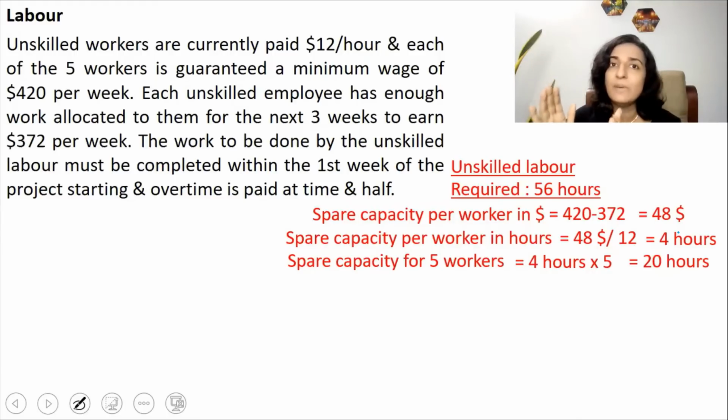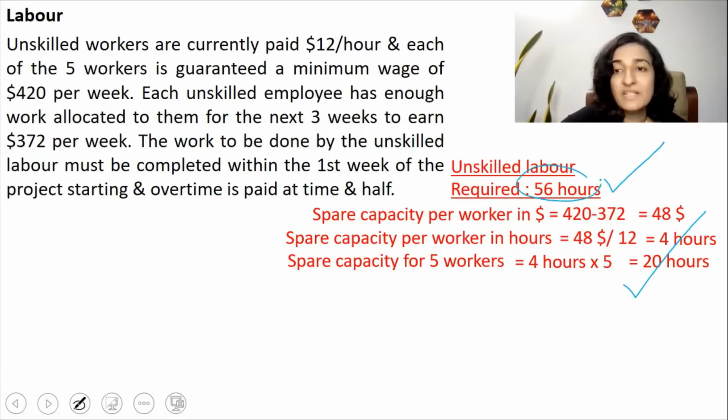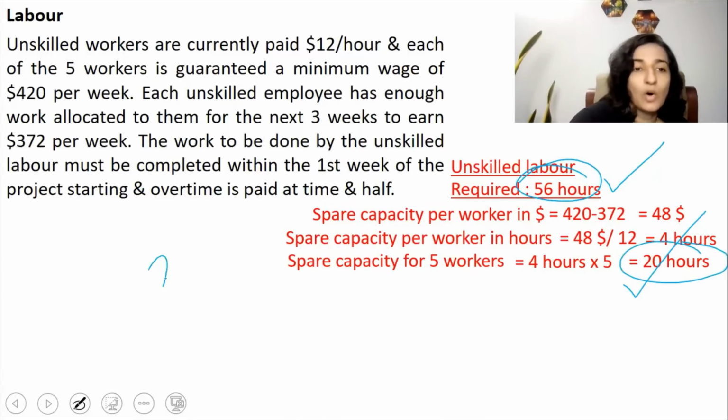We can just ask the people who are remaining idle to go and renovate the yacht without any extra payment, because already we are paying the minimum wages of $420 and each worker is remaining idle for 4 hours. So we can just ask them to go and renovate the yacht with no extra payment required. So for 20 hours, the relevant cost is nil or 0. So we need to pay only for the balance hours. So totally 56 hours is required, out of which 20 hours is the spare capacity. So how many hours are additionally required? It is 56 minus 20 or 36 hours are required additionally.